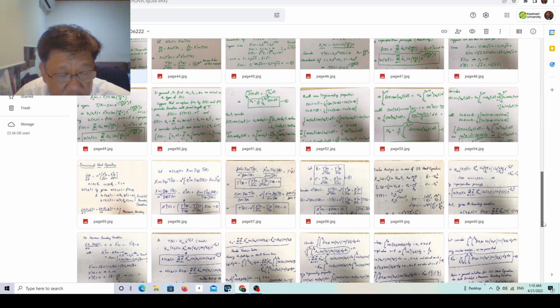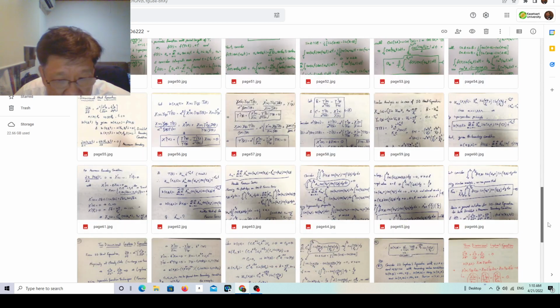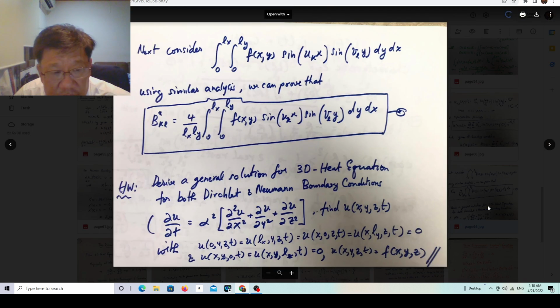Okay, and we also extended the result from the one-dimensional heat equation to the two-dimensional heat equation. After finishing the two-dimensional heat equation, we start asking you this very first question: derive a general solution for the three-dimensional heat equation, considering both Dirichlet and Neumann boundary conditions.